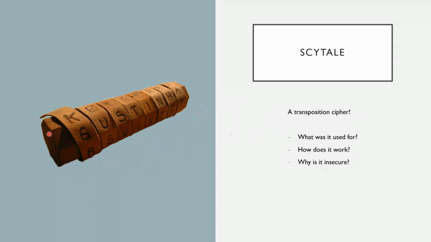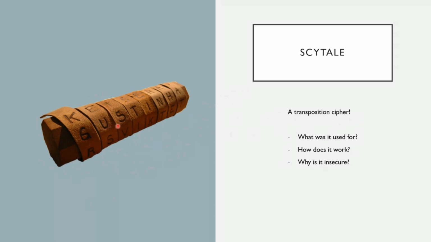But if you have the right size dowel and you wrap it around, all of a sudden you get the messages laid out in these lines. The trick is if you write small enough and you try a different size dowel, you'll get the wrong messages because it won't line up. Yeah, so this was Greek. The next one is Romans, I promise.